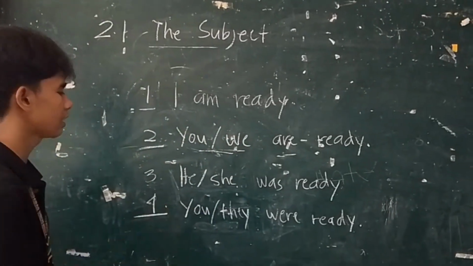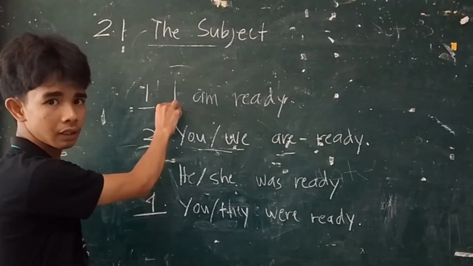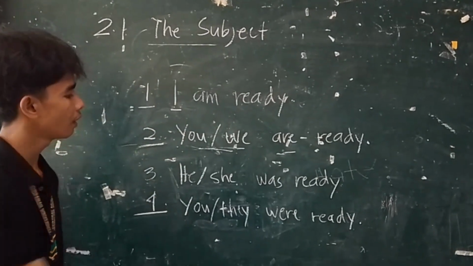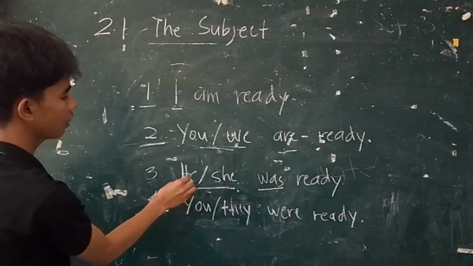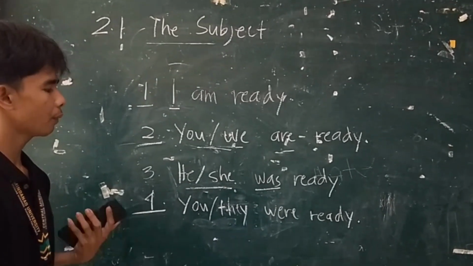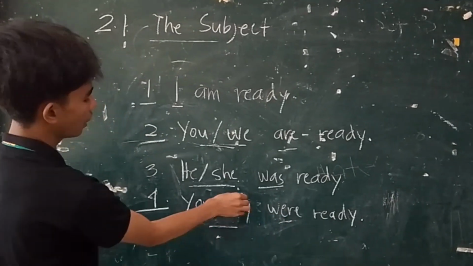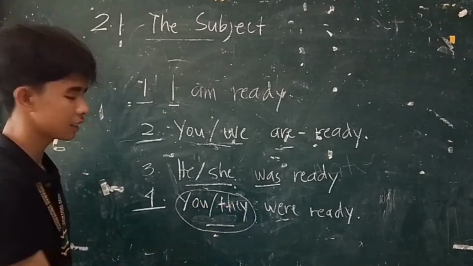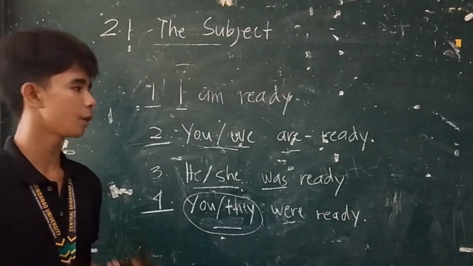In the third sentence, "he or she was ready." So this is the past tense of the sentence number 1, which is was, agreeing to the subject he or she, which is third person. And the fourth one, "you or they were ready." So the verb agrees to the subject you or they, which is the plural form of the third person. And that is the subject-verb agreement.